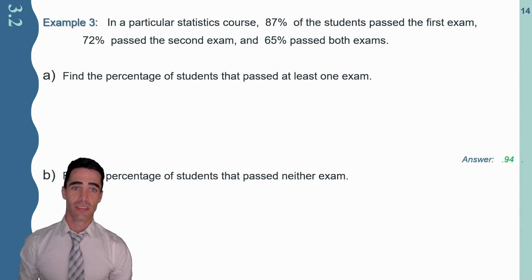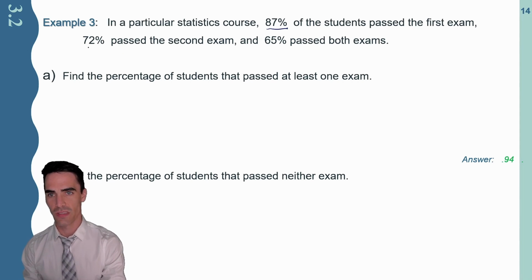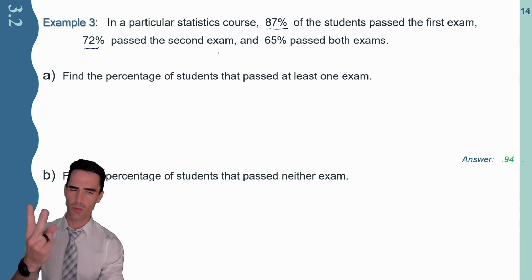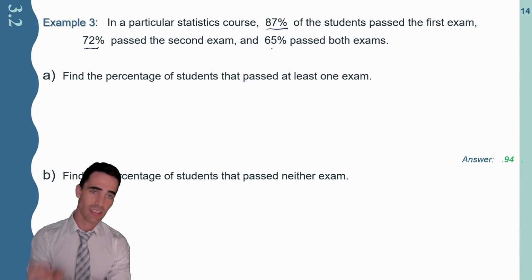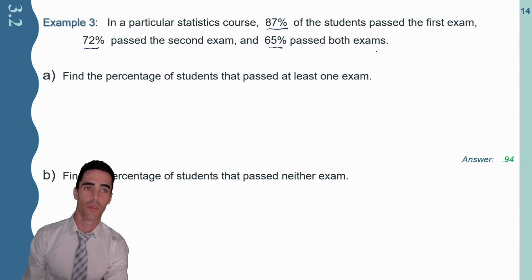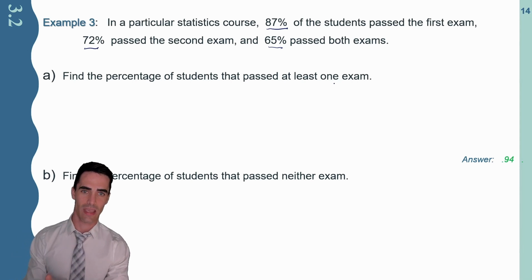In a particular statistics course, we have 87% of students pass the first exam, while 72% pass the second exam. So we have 2 exams and we have their pass rate. If we want to look at the combination, 65% passed both exams. What I want to do is find the percentage of students that passed at least one exam.